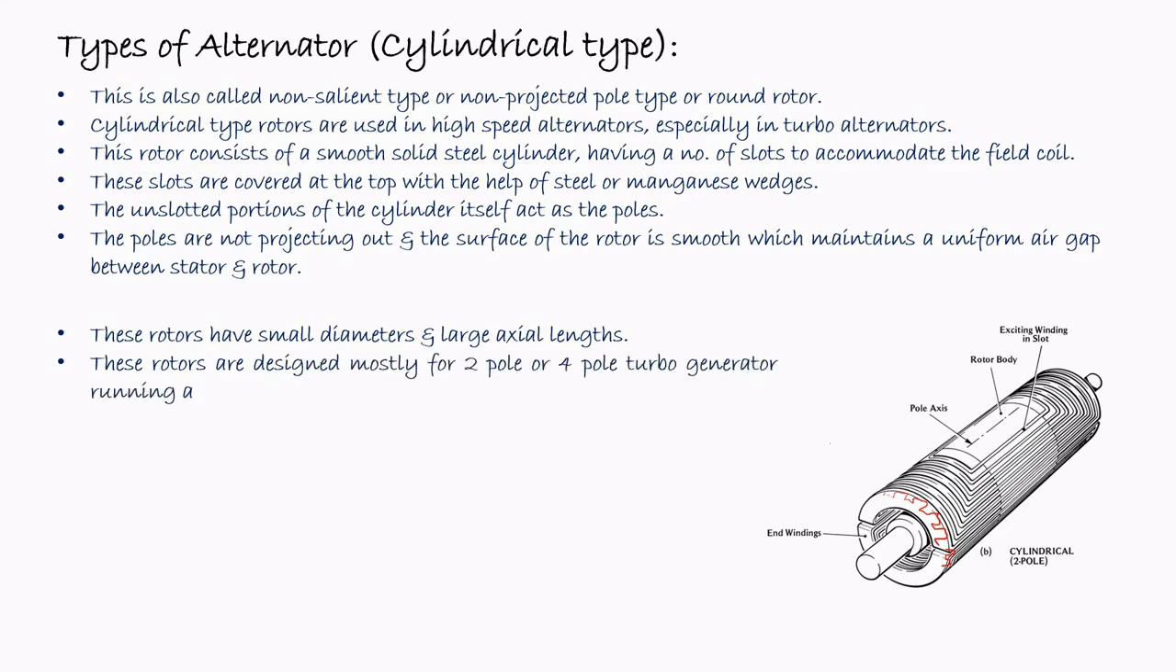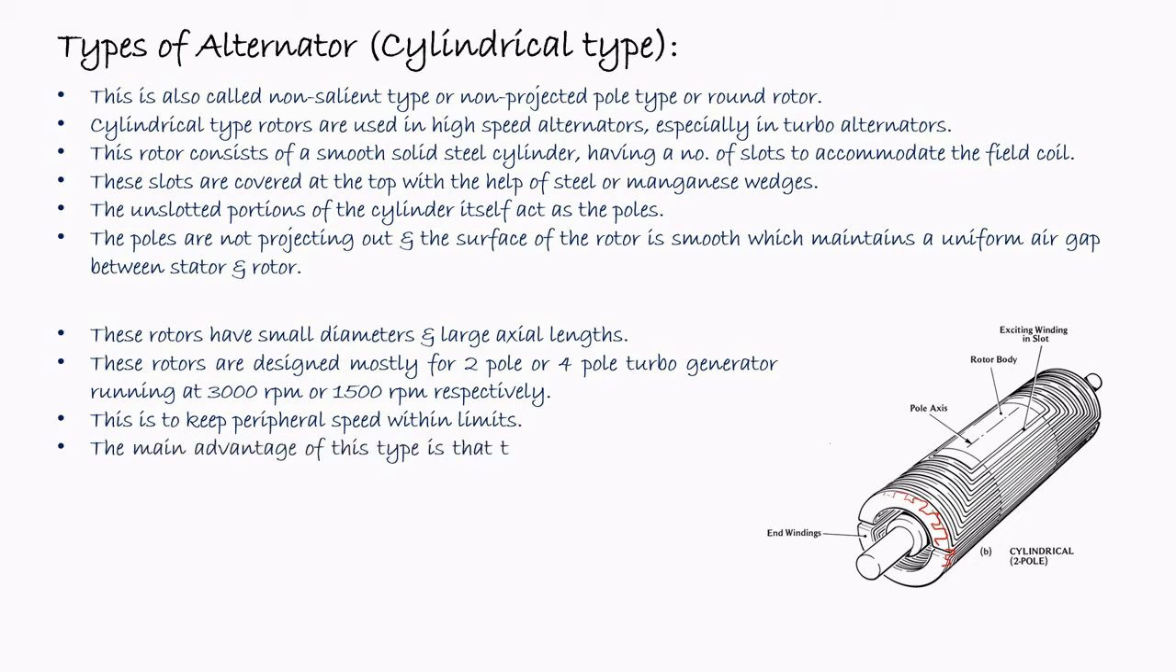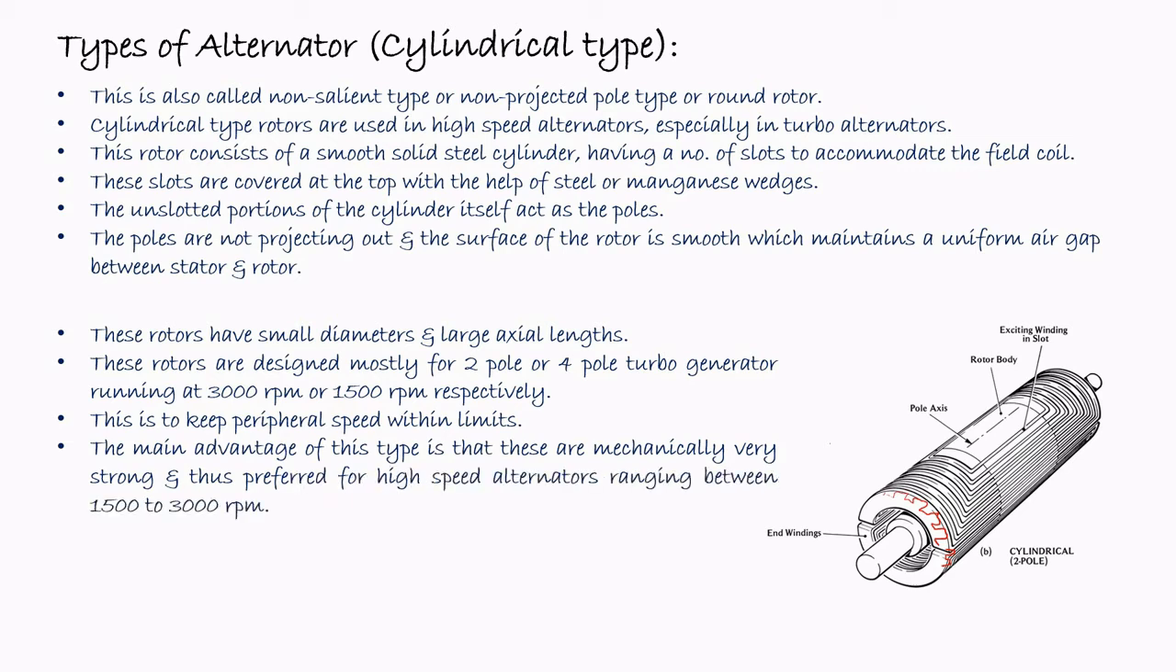These rotors are designed mostly for two-pole or four-pole turbo generator that is running at a speed of 3000 rpm or 1500 rpm respectively. This is to keep the peripheral speed within the limits. The main advantage of this type is that these are mechanically very strong and thus preferred for high-speed alternators that is ranging from 1500 to 3000 rpm. So such high-speed alternators are basically called the turbo alternators.